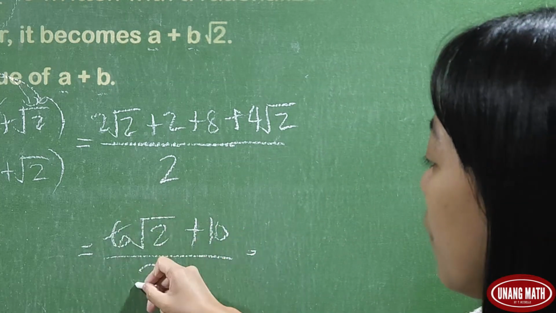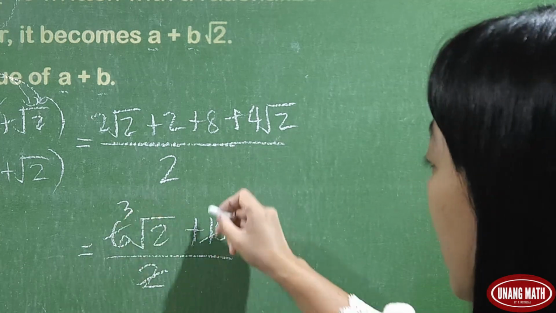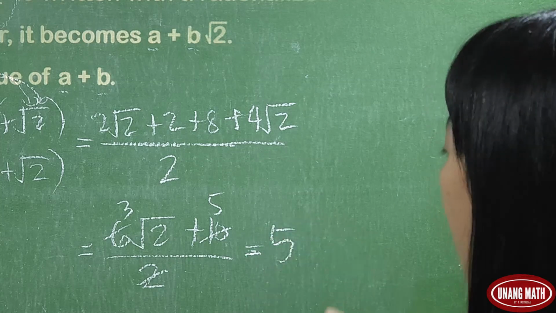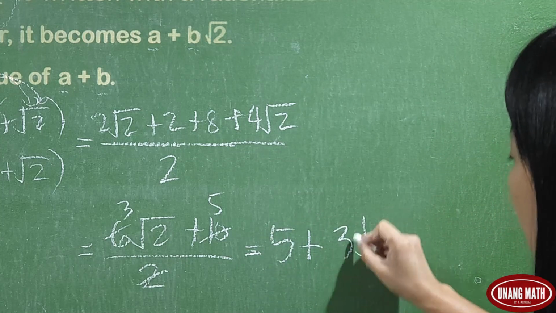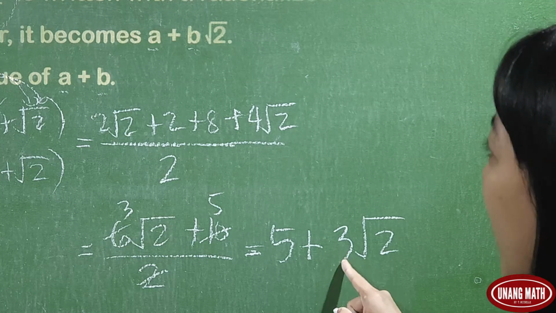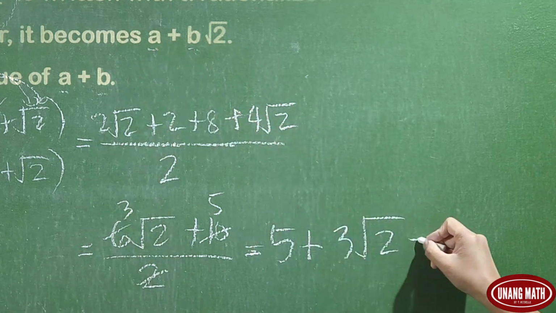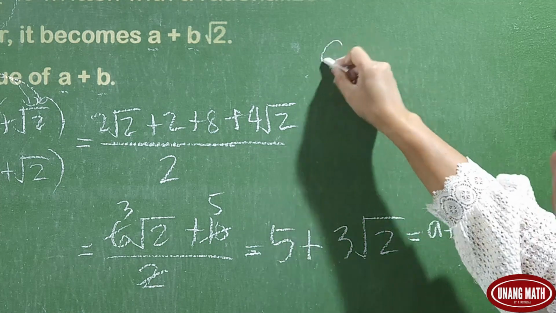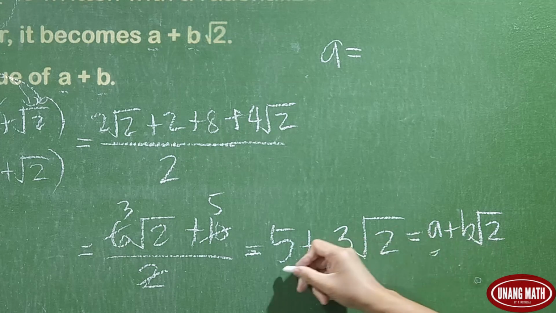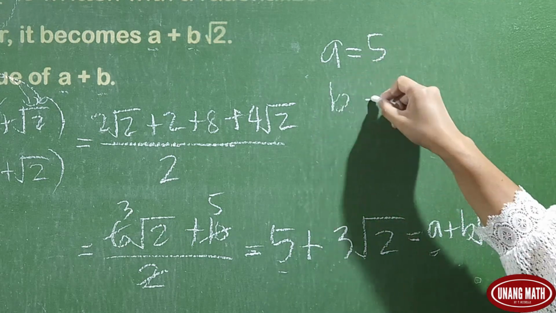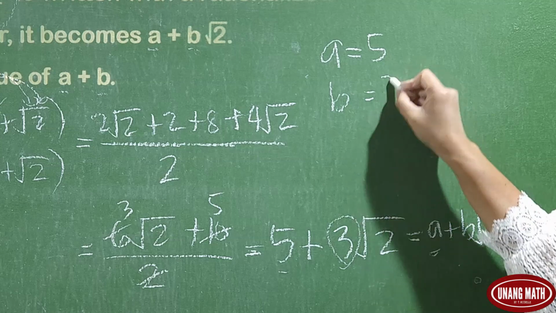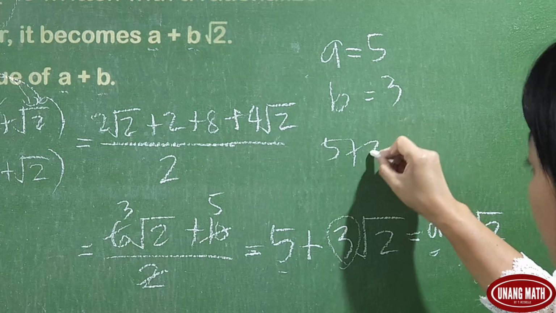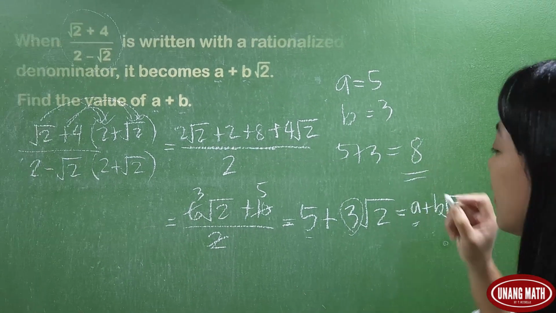Okay, this is 10. If we simplify, so this is 3. This becomes 5. So 5 plus 3 square root of 2. And take note, this is equal to this one, a plus b square root of 2. So it means a is 5, b is 3. The question is, what's the value of a plus b? So 5 plus 3, then the value is 8.